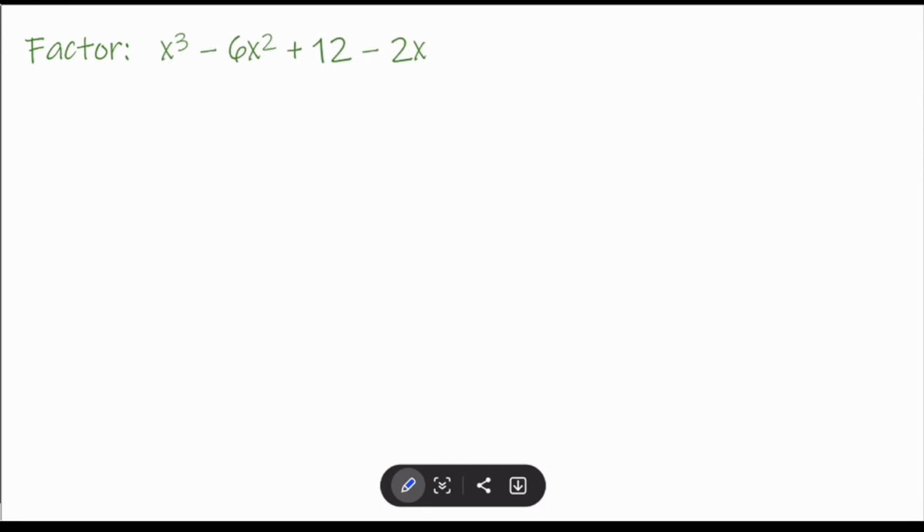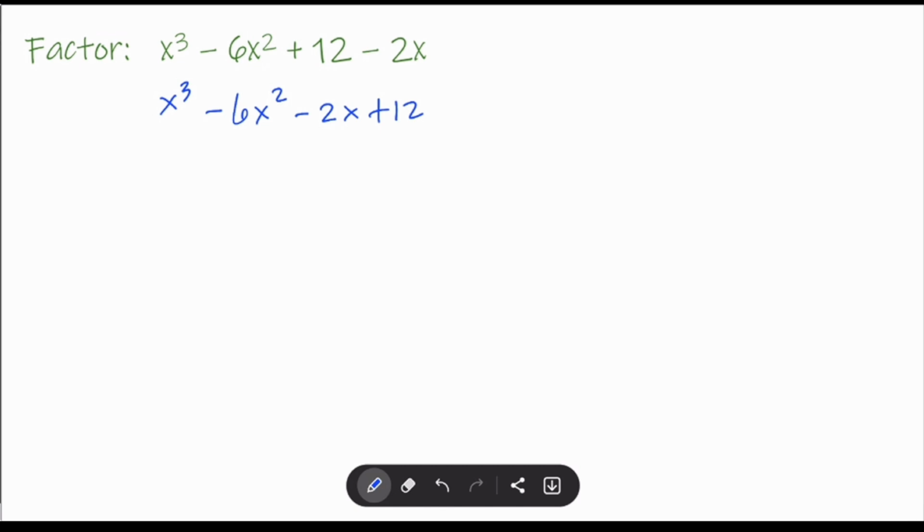Okay, so let's factor this. We have x cubed minus 6x squared plus 12 minus 2x. We're going to arrange it first according to the exponent of the x. So we have x cubed minus 6x squared minus 2x plus 12. And then we are going to factor this first using synthetic division.